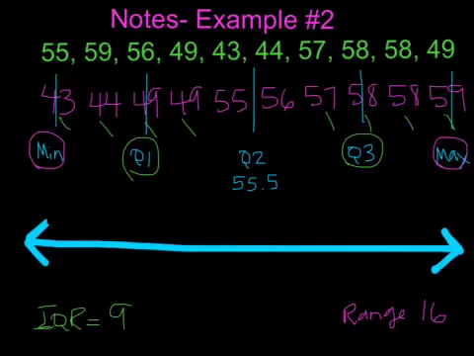Okay, to make the box and whisker plot, it says make a number line so that you can include all the values from your lowest minimum value to your highest maximum value. Okay, in the center, we're going to put our Q2, which was 55.5.